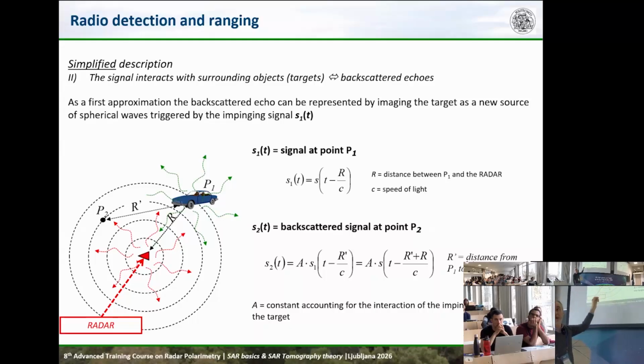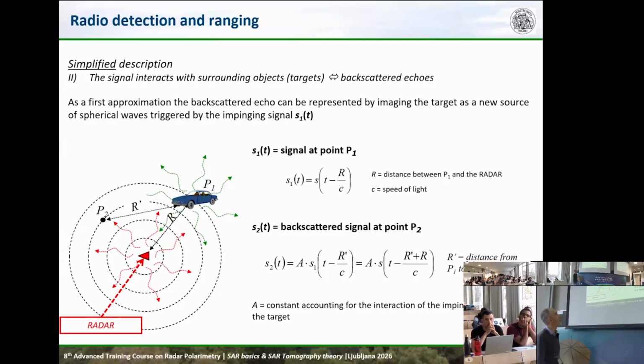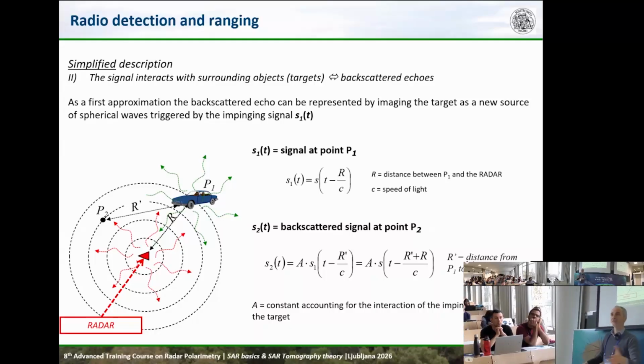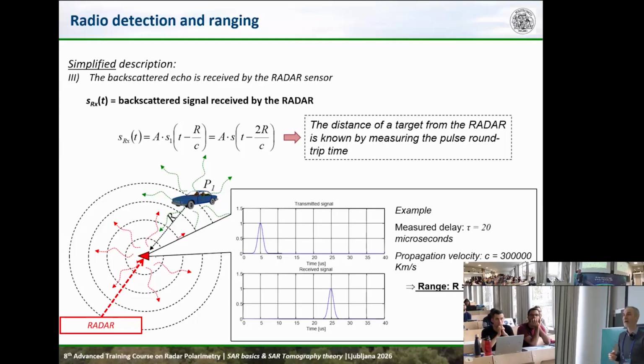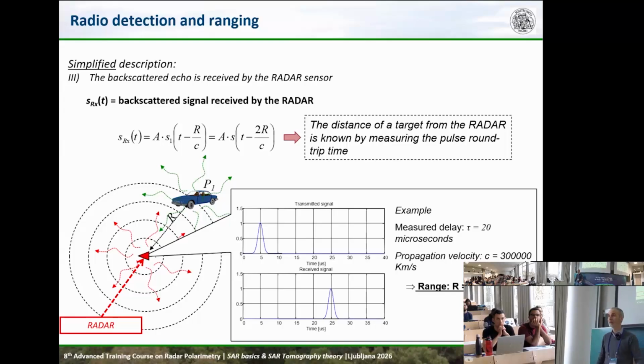So if I put all the things together, I have that the total signal is given by the transmitted waveform delayed by the time it takes to travel from the radar to the car and from the car to P2. So if now I consider how much time it takes to return back to the radar, then I see that the delay is twice the distance over c. And this is exactly the way radars measure a distance.